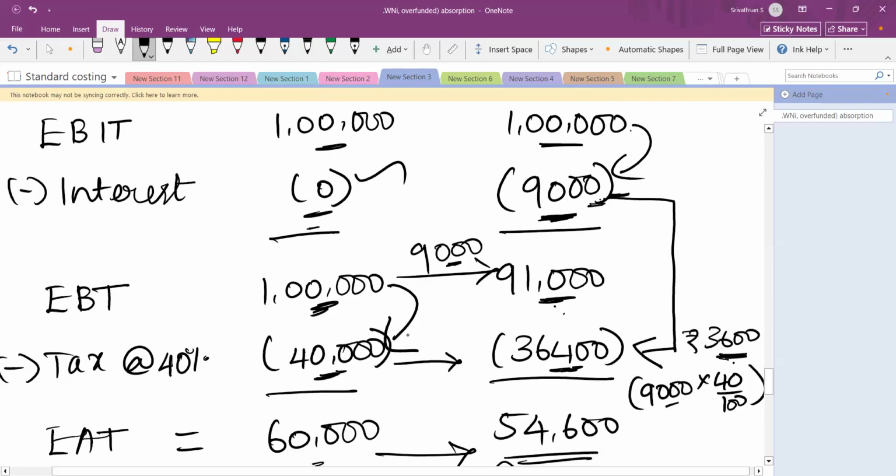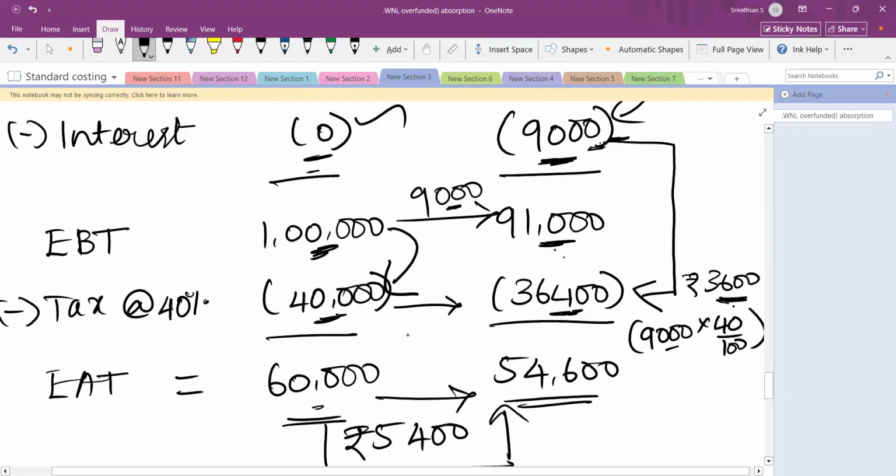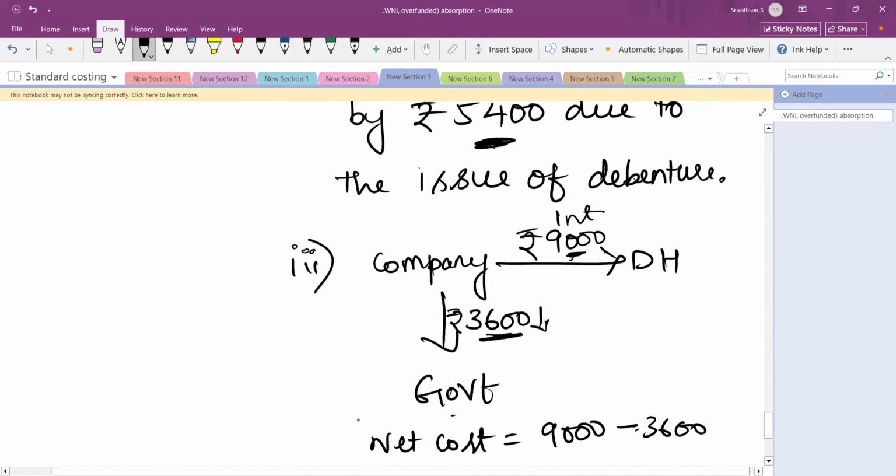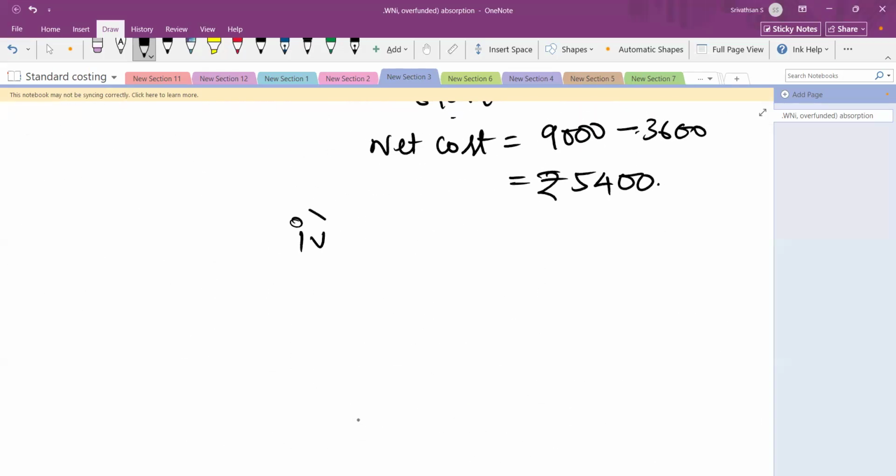So the company is paying 9,000 rupees of interest. Out of that, 9,000 rupees is paid to the debenture holders. Because of paying 9,000 rupees to the debenture holders, the company is paying 3,600 rupees less tax to the government. So the net cost of the company is 5,400. So the profit has decreased by only 5,400 rupees and not by 9,000 rupees. So we can say that this 5,400 is the cost of debt. So rupees 5,400 decrease in profit is due to the issue of debenture. So we can say this 5,400 is the cost of debt, right?